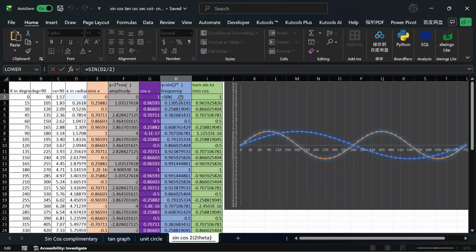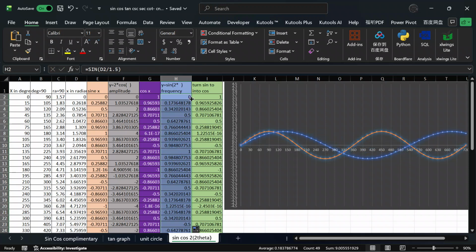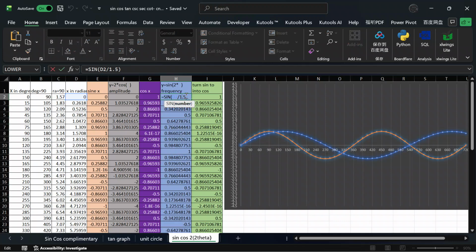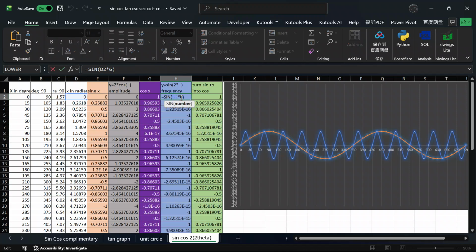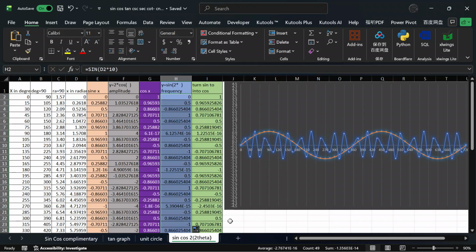And now we can do another experiment, maybe not that dramatic. Maybe we just put a 1.5 in it, and we can multiply it by a factor of 6, and then drag it out. Yeah, it's very tiny. So you can also manipulate it by multiplying by a factor of 10. Let's just check it out.